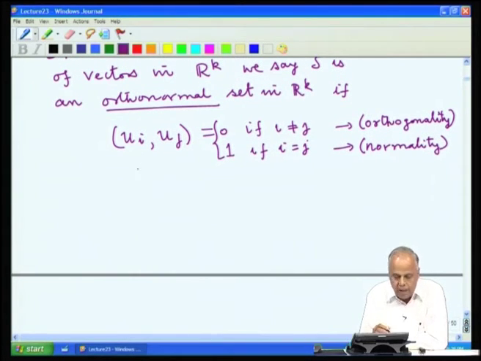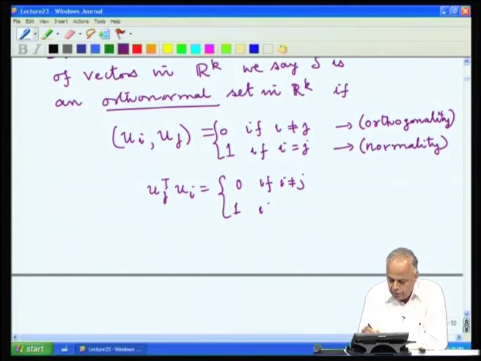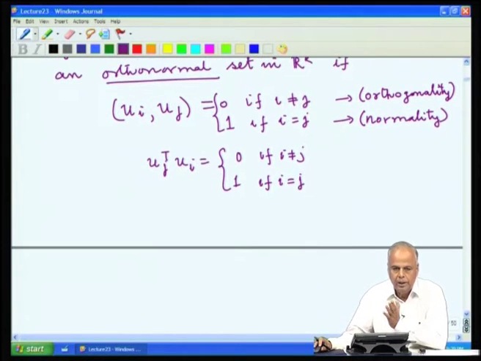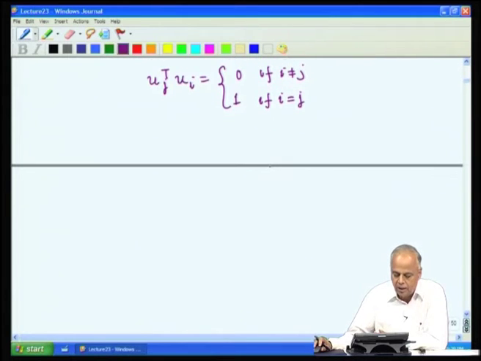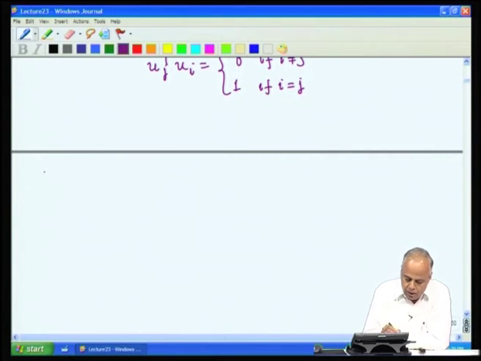Or if you want to write it in terms of the transpose notation, this means u j transpose u i is equal to 0 if i is not equal to j, and 1 if i equals j. So the vectors are orthonormal if any pair of them is orthogonal to each other and every vector has length 1. Let us look at some simple examples.